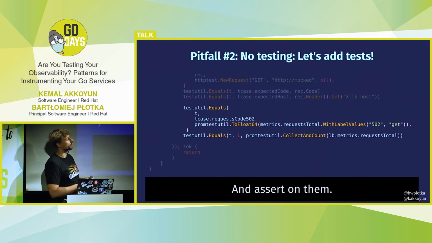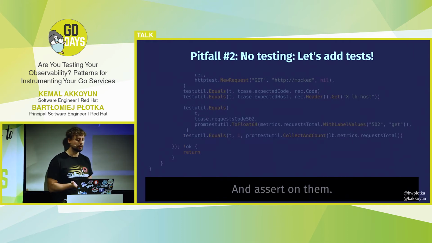And after everything, we also check if there is only one cardinality as well with the collect and count again, because we have only one series, and we expect only one series. If you don't have this line, you could have many other kinds of codes or any other series incremented that we don't expect right now. So this is how you assert on them.